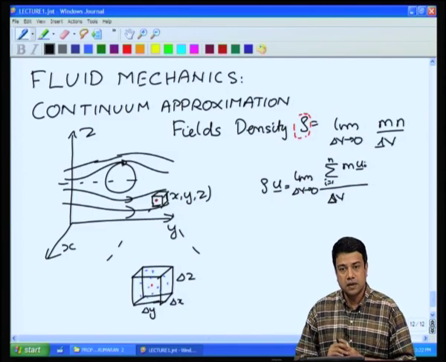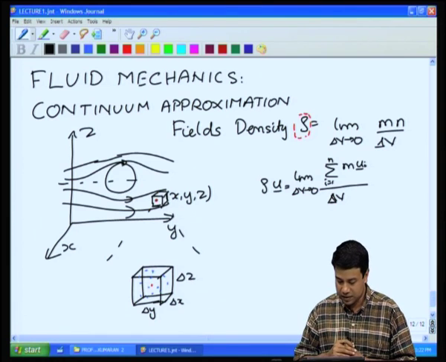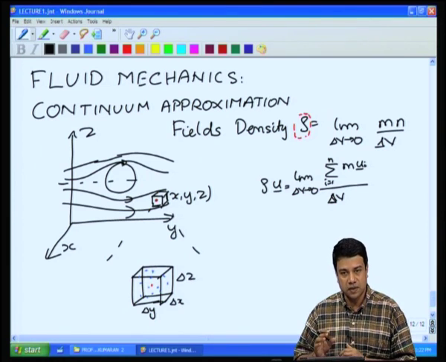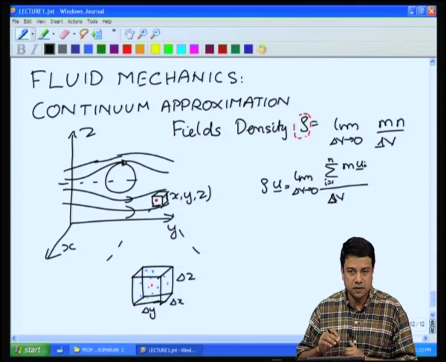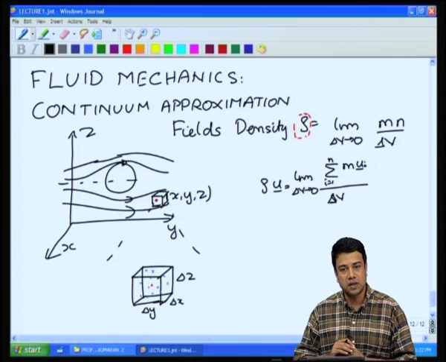Now, of course, you cannot just take this volume going to 0, because as you make the volume smaller and smaller, there is going to come a stage at which there is either one particle in that volume or no particles in that volume. So, there is a limit to which you can take this delta V going to 0. This delta V that you are assuming has to be sufficiently small, that it is small compared to what are called the macroscopic scales in the flow.